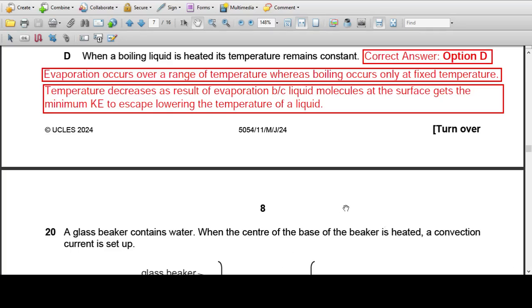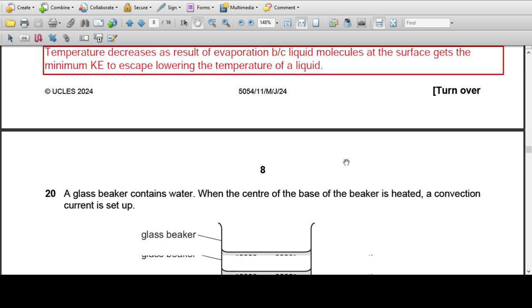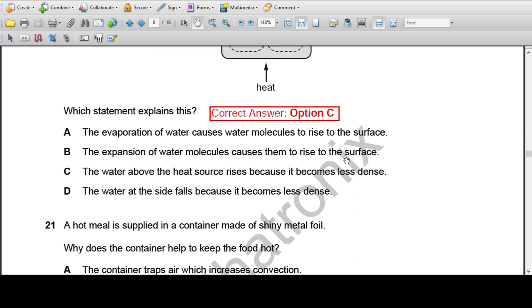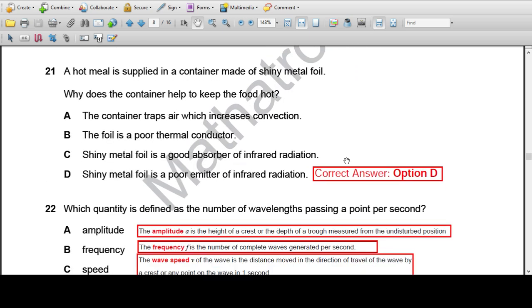Bismillah Rahman Rahim. In this session, we will discuss Physics MCQs paper 5054 version 11 May-June 2024. We will discuss question number 21 to question number 30. So here is the first one, question number 21.